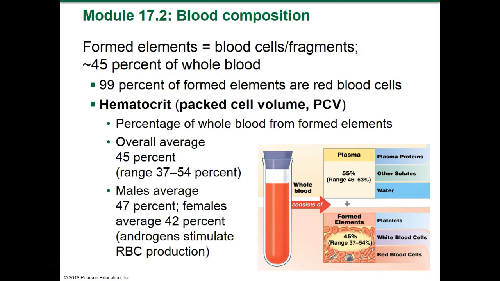The formed elements, which are the blood cells and fragments, compose about 45% of your whole blood. And of that, 99% of the formed elements are red blood cells. So it's pretty packed, and white blood cells really are few in number. Now, we can determine a person's actual percentages of formed elements versus plasma by doing a hematocrit. So we find the percentage of whole blood from the formed elements, and the overall average, again, is about 45%. Males average 47, females about 42. So basically we put the blood in a tube and we spin it in a centrifuge.